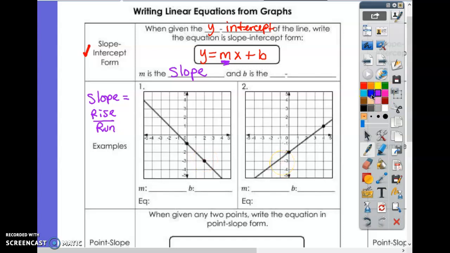What is the b called? It's the y-intercept. And that's found on the y-axis. So this is the y-intercept, and this is the y-intercept. Okay? What's this number? -1. So my b for this one is -1 because it's the y-intercept. What is my b for this one? -2. So I'm halfway done.